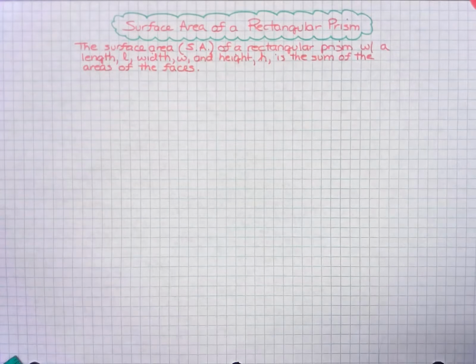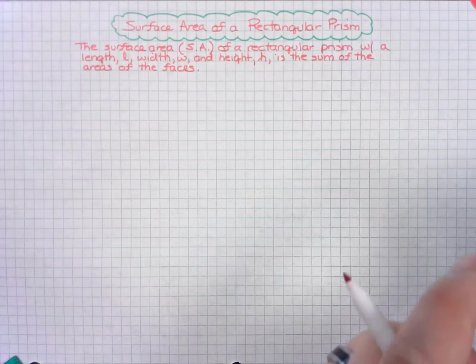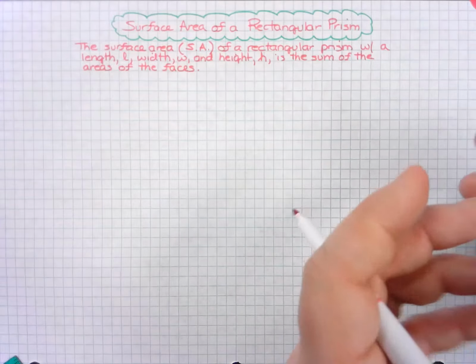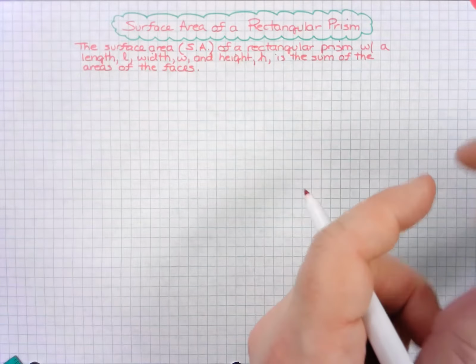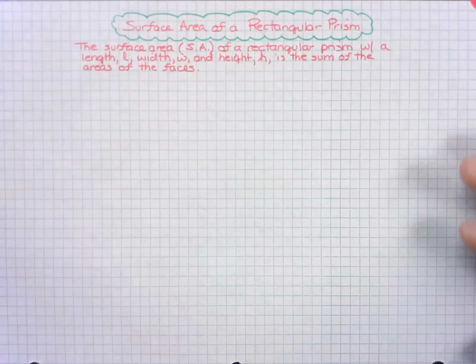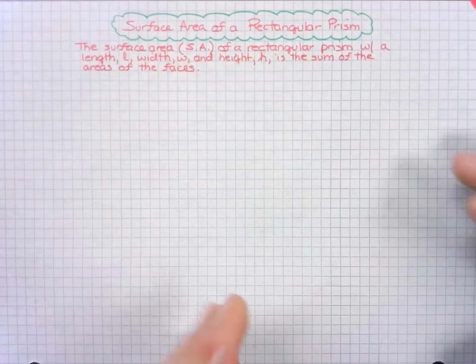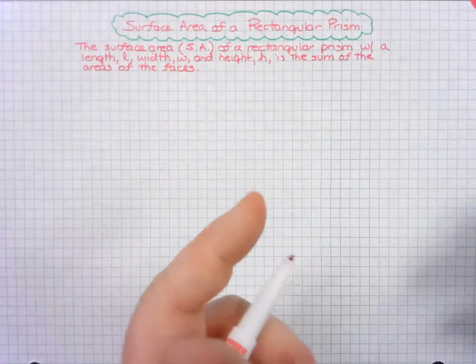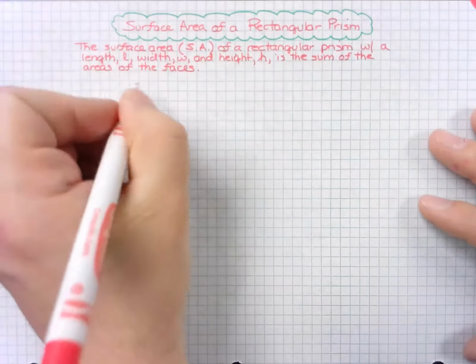So if we think about a rectangular prism, we could think of a dice, which is a cube, which is a specific type of rectangular prism, and we know that that cube has 6 sides. And so we have a front and back, a top and bottom, and 2 sides.